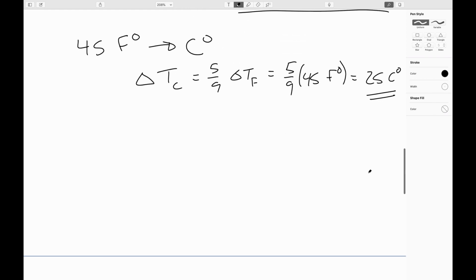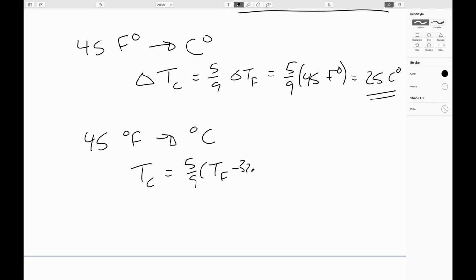Now that is going to be different than converting 45 degrees F to degrees C, because here now the degree sign is in front of the letter, so that is going to be a temperature reading. So that means that we need to use the equation for readings. So this would be TC equals 5/9 (TF minus 32). So this would be 5/9 of 45 minus 32. This gives us 7.22 degrees C.